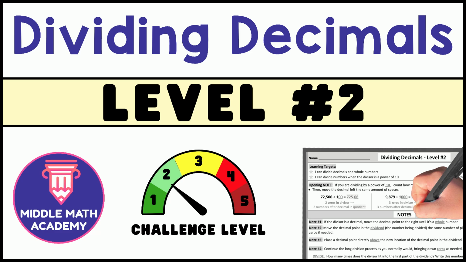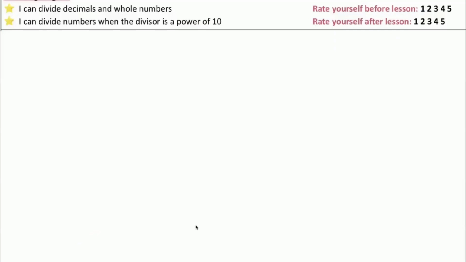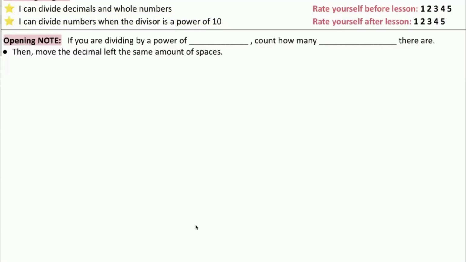Let's get started. Our learning targets today are: I can divide decimals and whole numbers, and I can divide numbers when the divisor is a power of 10. You're going to rate yourself before the lesson. How confident do you feel in our learning targets? 1 is the least confident, and 5 is the most confident. At the end of the lesson today, we'll rate ourselves again to see how confident we are after we've gotten some more practice. Let's look at our opening note.